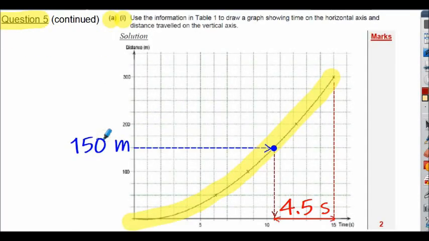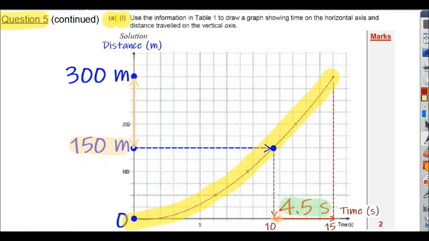Referring to our graph here, we'll have to find the time it takes to travel the last 150 meters. The total distance traveled was 300. Here's 150 meters, so there's still 150 meters to travel. So from the graph it takes 10.5 seconds to travel 150 meters. If the total time taken was 15 seconds, then that means the time taken to travel the last 150 meters is 4.5 seconds.